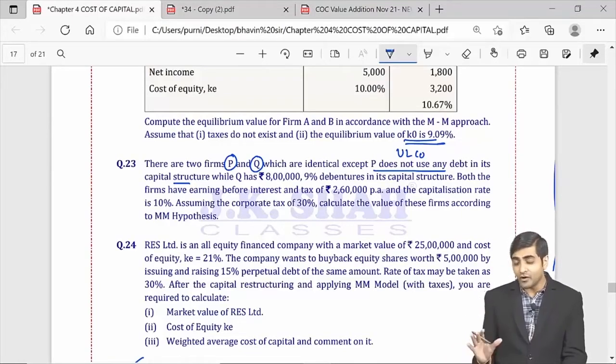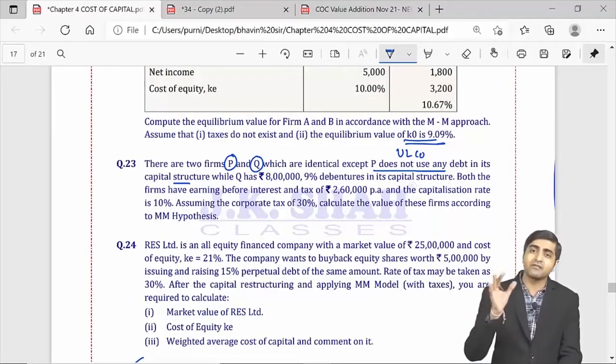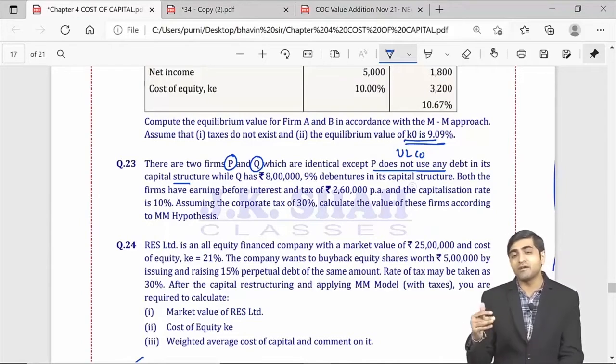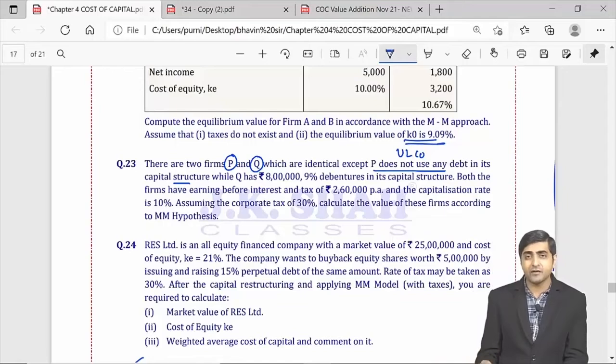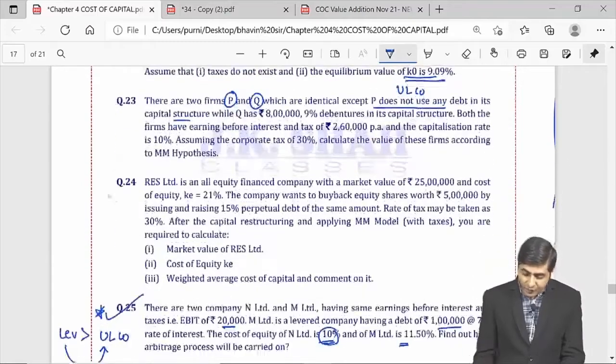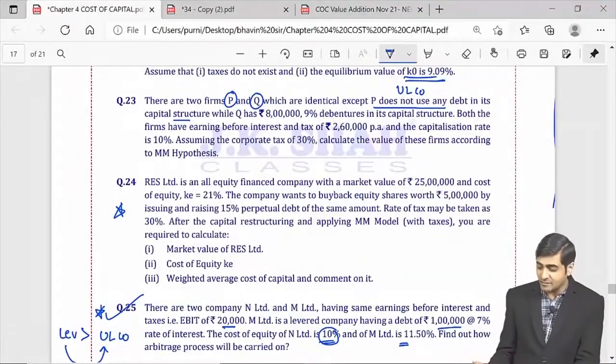For Q, you have to remember that whatever is the market value of P plus whatever will be your debt into tax rate, that will actually give you the market value of Q. Okay, so that's how we have to calculate the market value of both the companies. So question number 24, now this you can revise one day before the examination.